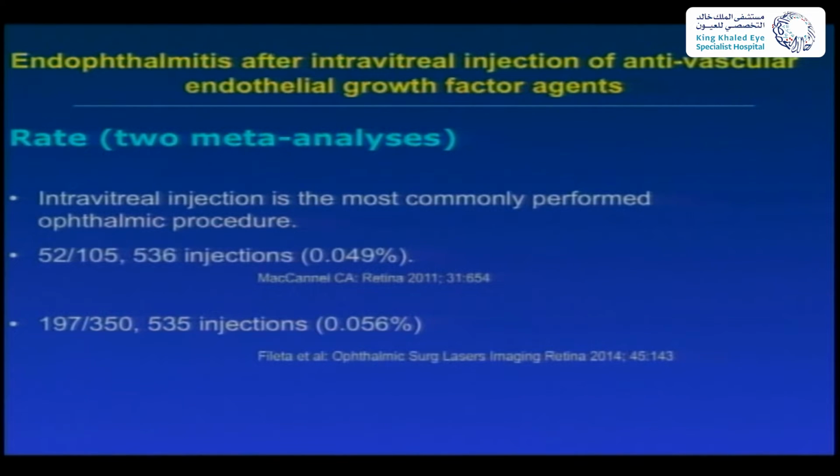If you look at 2 meta-analysis studies looking at the rate, the first study published in 2011 reported a rate of about 0.049%. It's a low rate, but imagine a patient after injection for diabetic macular edema loses the eye because of endophthalmitis. And the second meta-analysis that was published in 2014 estimated the rate to be about 0.056%.